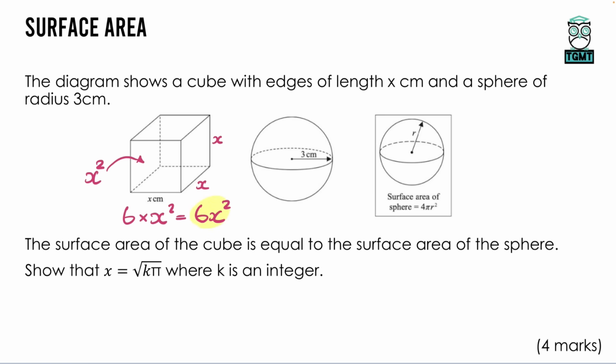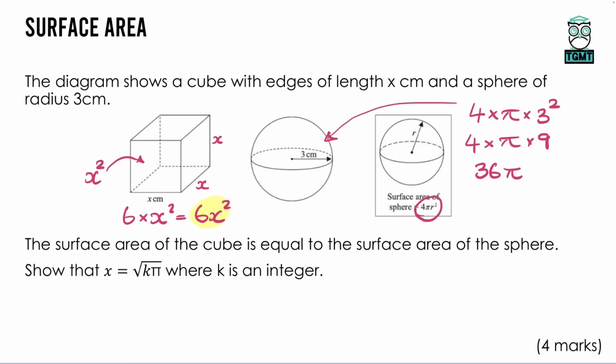We can now look at finding the surface area of the sphere. Now the sphere has a radius of r, which is 3. Here we are given the formula for the surface area of the sphere, so we can do 4 times pi times 3 squared. Let's simplify the 3 squared, so 4 times pi times 9. 4 times 9 is 36, so that is equal to 36 pi. And that is the surface area of the sphere in terms of pi.